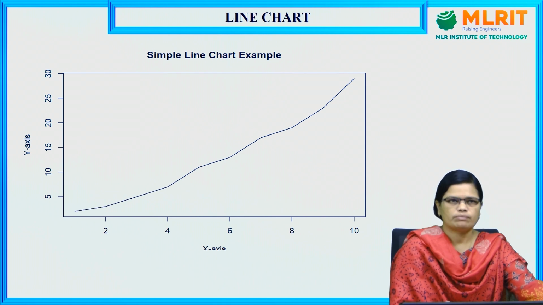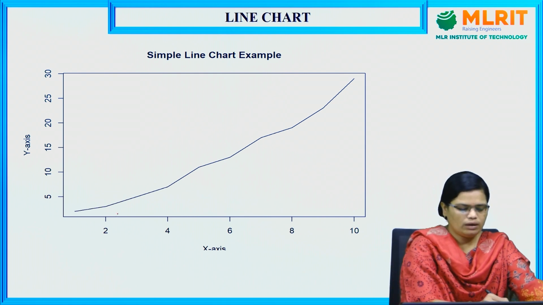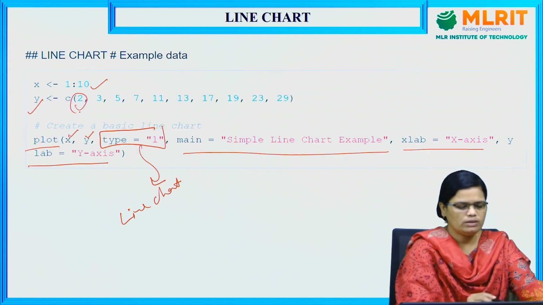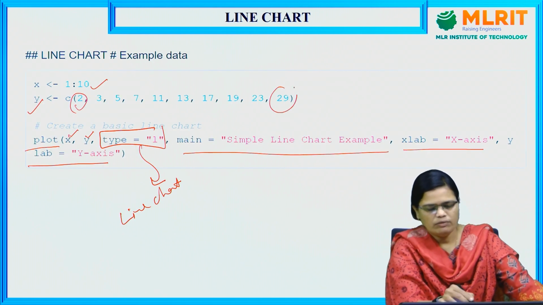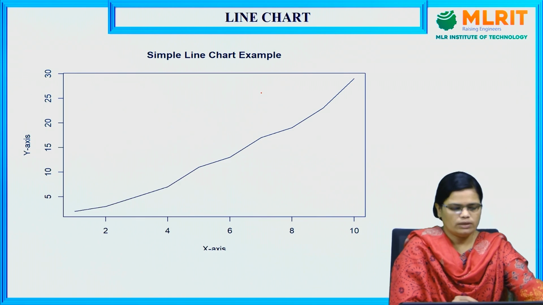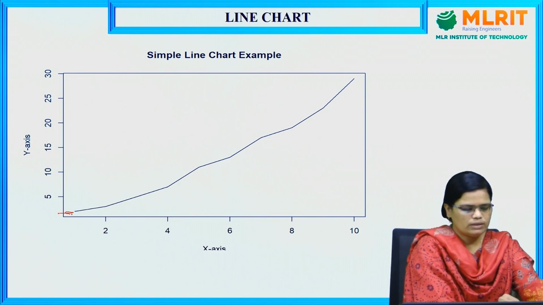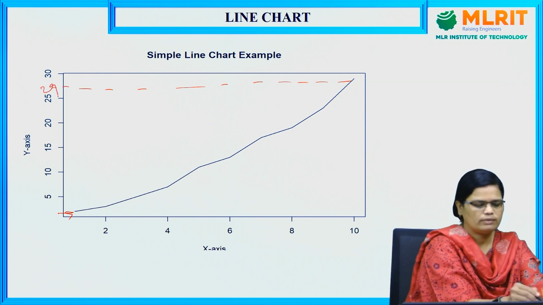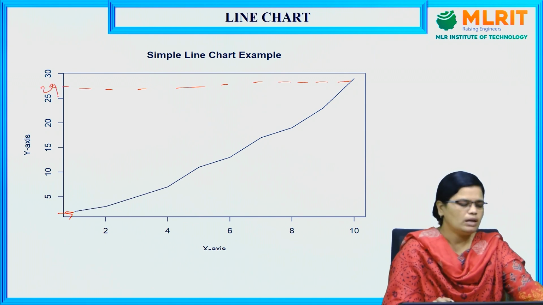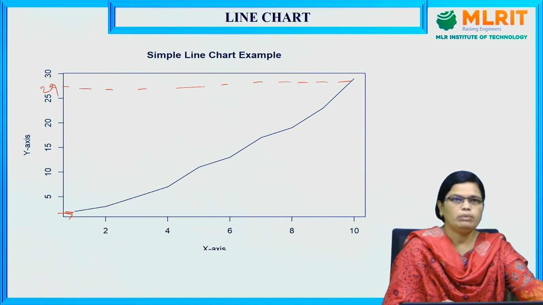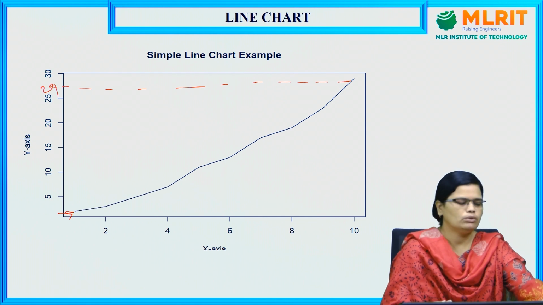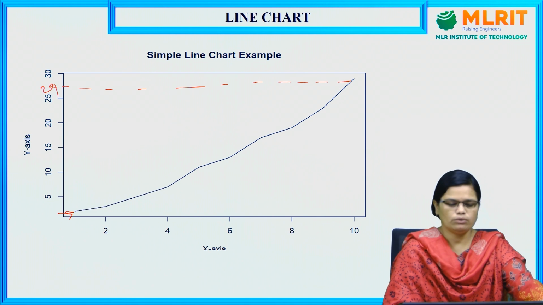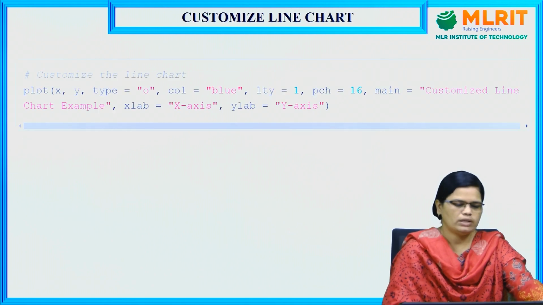So here the starting value is 2, and the ending value is approximately 29. So this is the line chart. These will be used to know how many passengers are traveling every day in an airline, if you want to know that. So these kinds of line charts will be used.